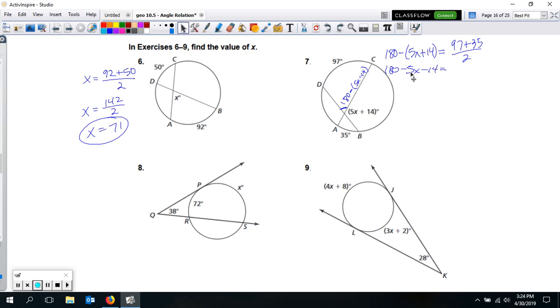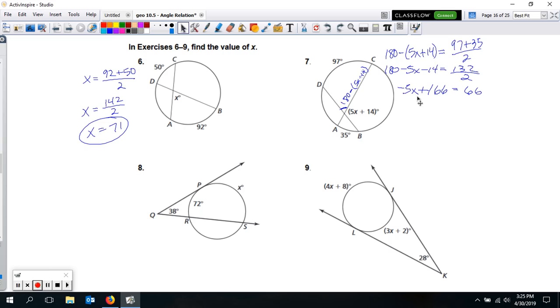So as I do that, it's going to give me negative 5x minus 14. As I add those numbers up on top, it's going to give me 132, now divided by 2. I want to combine like terms here, so 180 minus 14, and I'm also going to divide the 132 by 2 at this time. So I have a negative 5x plus 166. That's the 180 minus 14, 166. 132 divided by 2 is 66.